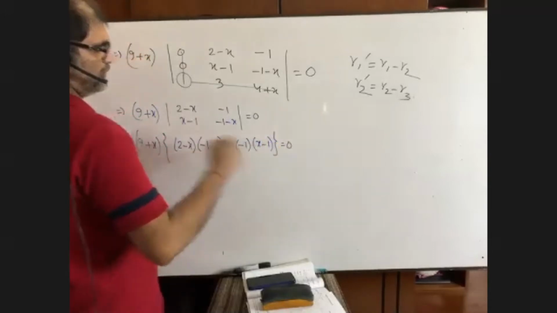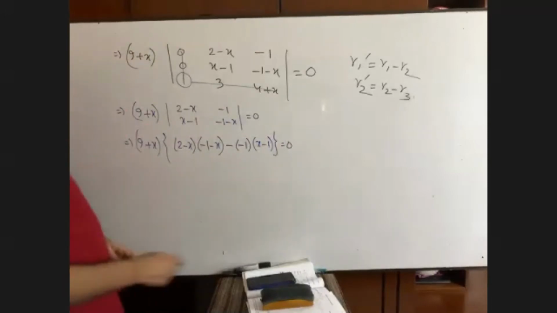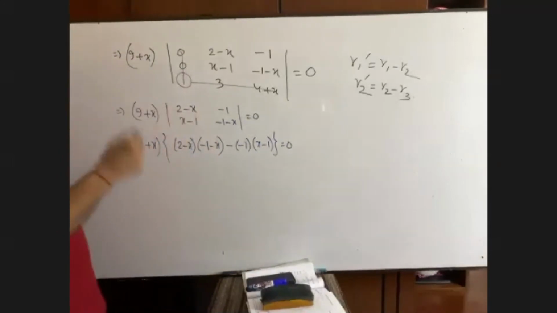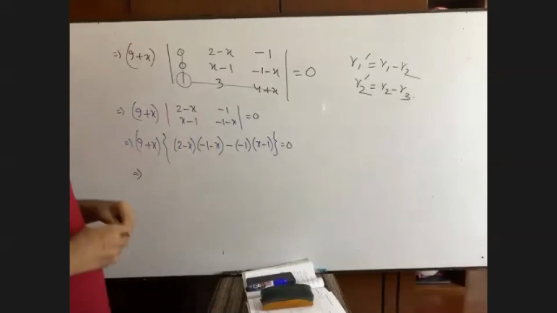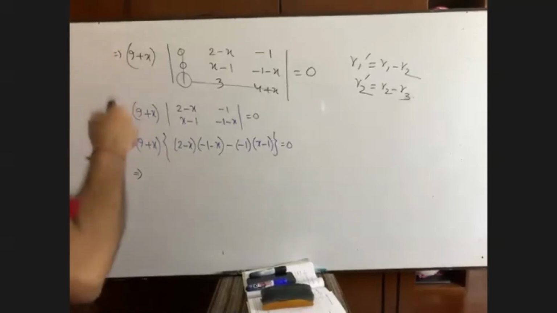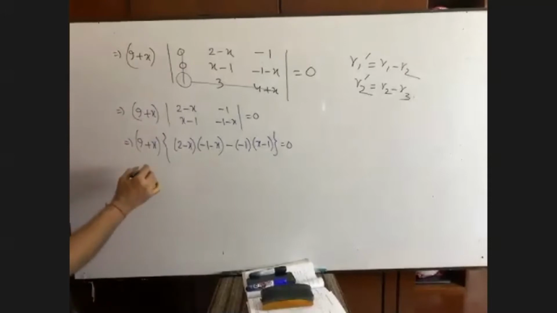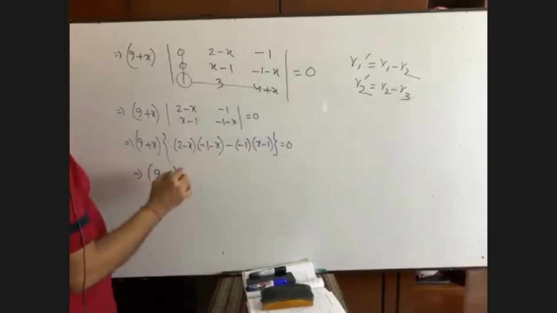Now, can you please calculate it by yourself? Perhaps you can do it now. Okay. That means you do it by yourself. You see, we can write here 9 plus x. Okay. Now you multiply it.